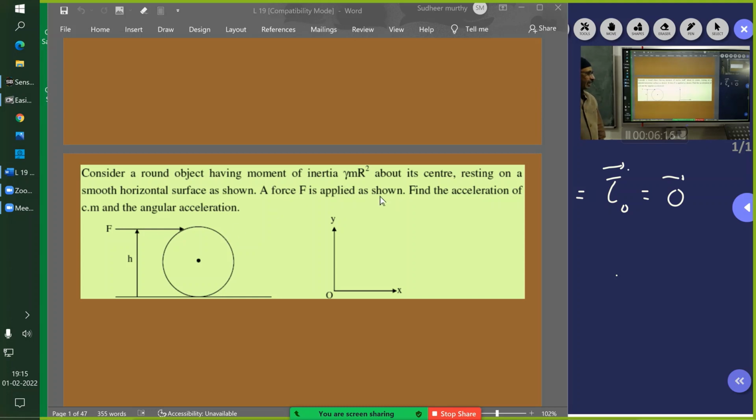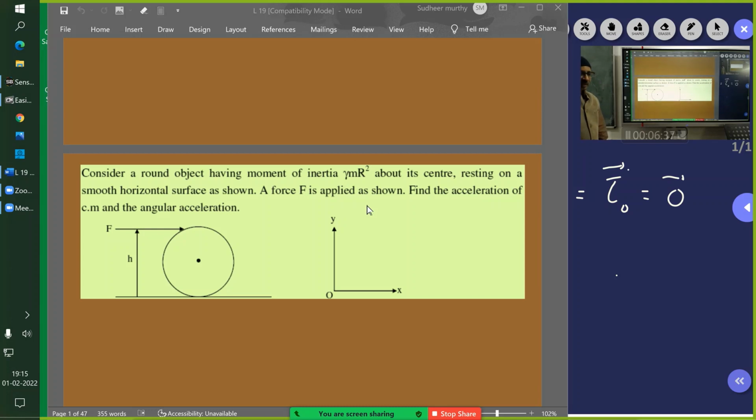As far as the angular acceleration is concerned, this is F, this is h. So F into h minus r gives you the torque. Now torque divided by the moment of inertia gives you the angular acceleration alpha.